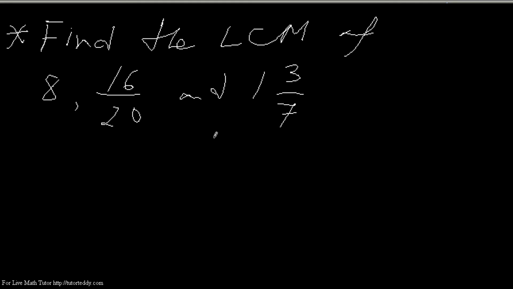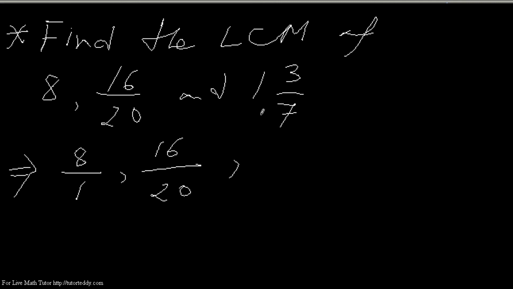Now to do this kind of sum, firstly I have to convert all of the terms into fractional form. The first number is 8, so in the numerator I have 8, in the denominator I have 1. Second number is 16 by 20, and the third number is a mixed number, so I can change it into an improper fraction. 7 1s is 7 plus 3 is 10, so 10 by 7.